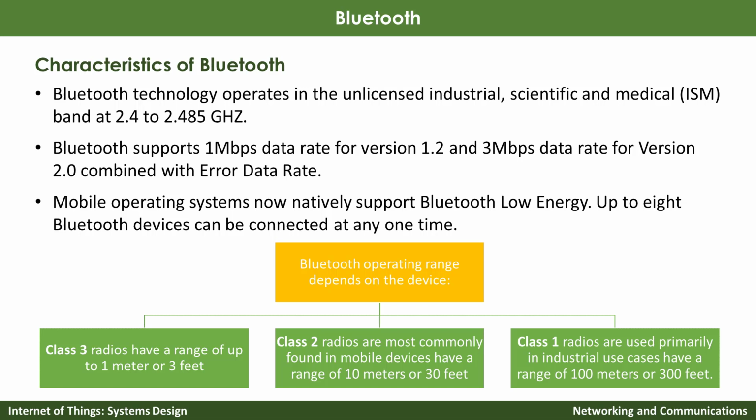Bluetooth technology can be classed into 3 classes based on the radio, and they provide different ranges. For example, class 3 provides up to 1 meter or 3 feet. Class 2 provides up to 10 meters. Typically, mobile phones and wireless headphones use this class. And then class 1 radio is primarily for industrial use cases and supports 100 meters or 300 feet. So depending on your IoT system architecture, you might want to consider which class would best fit your need.